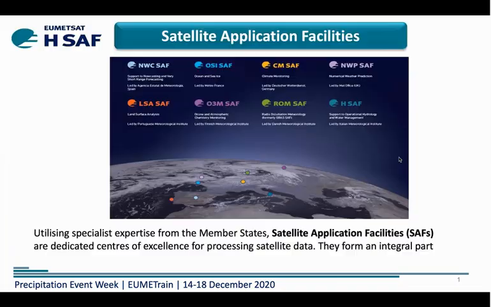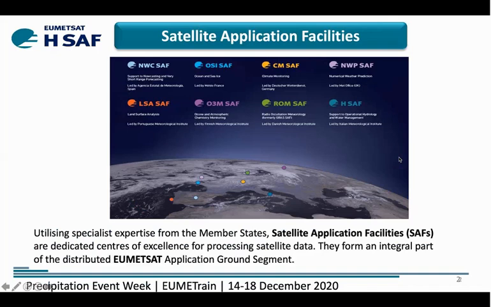The satellite application facilities are dedicated centers of excellence for processing satellite data, in order to provide satellite-derived products for different applications, such as nowcasting of severe meteorological events, climate data records, or data useful, for example, for numerical weather prediction. So the satellite application facilities form an integral part of the distributed EUMeTrain application ground segment.